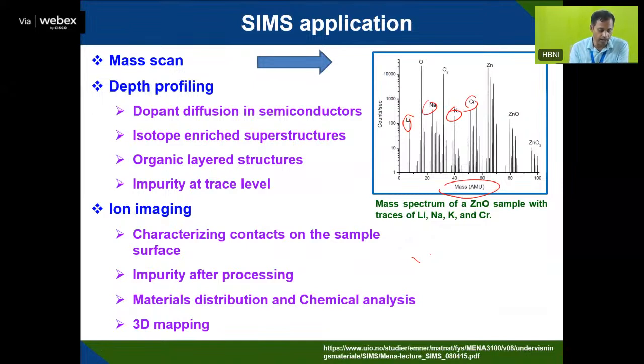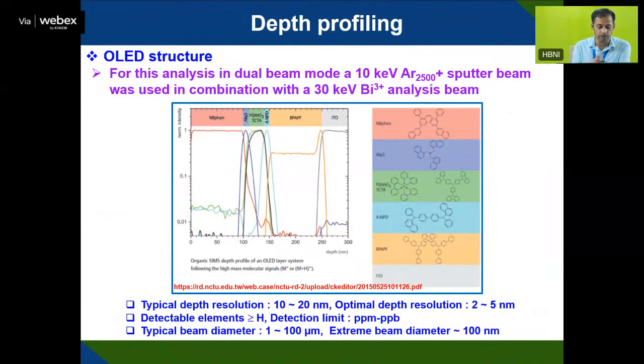And ion imaging: during SIMS analysis you can also use imaging spectra to characterize the contents of the sample, the contaminants on the sample surface, and the impurities created on the surface after processing. 3D mapping and chemical analysis are possible here. You can see the depth profiling here of an organic LED structure, similar to XPS or AES analysis. From this to this, you have titanium, and the organic LED is grown on the titanium substrate.